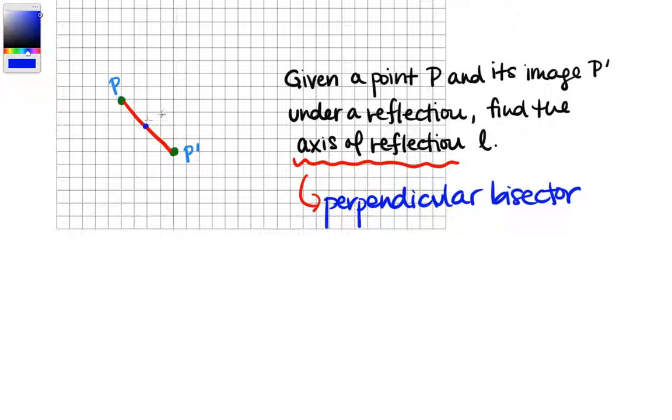All right. So we can see, right, this is sort of 1, 2, 3, 4 diagonal squares across. So that midpoint is right here, and perpendicular is going to go straight through here. Right, there's a right angle there, and there's our axis of reflection, L.